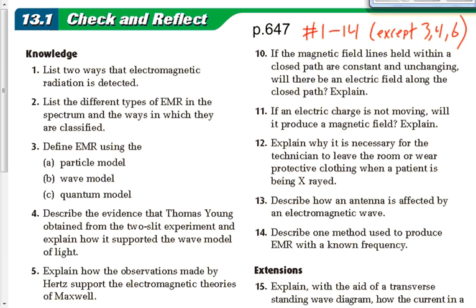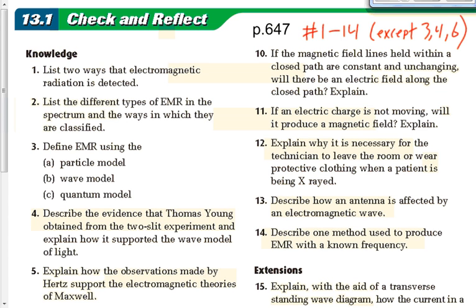Let's have a look at a few check and reflect questions from chapter 13, page 647. Number 1 and 2, 5, and then 7 to 14. So 1 to 14, everything except the 3, 4, and 6. Give you a chance to work on that now for a little while.